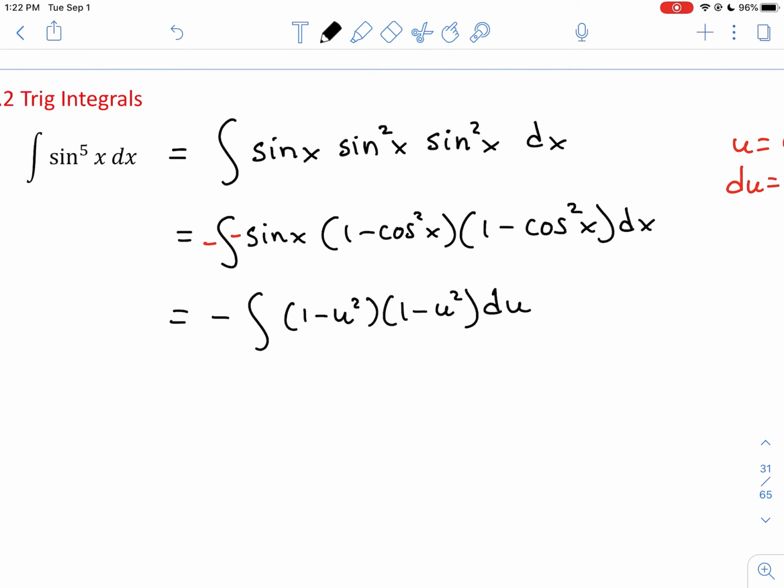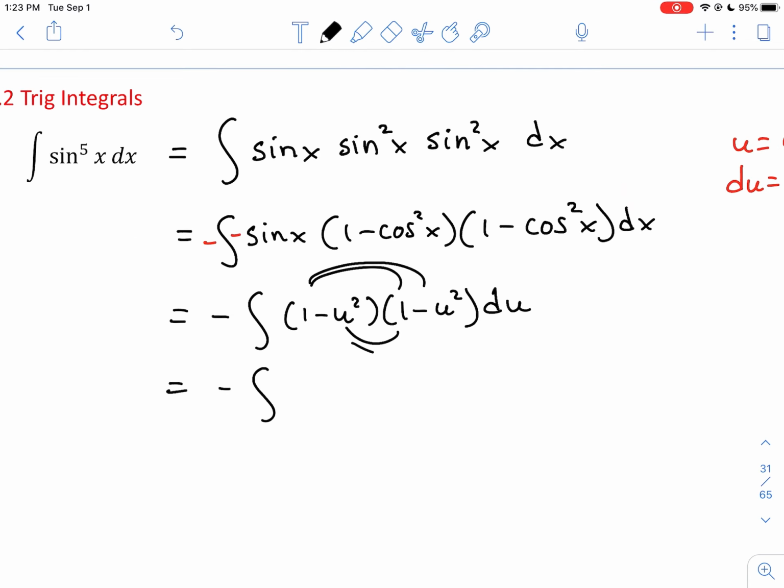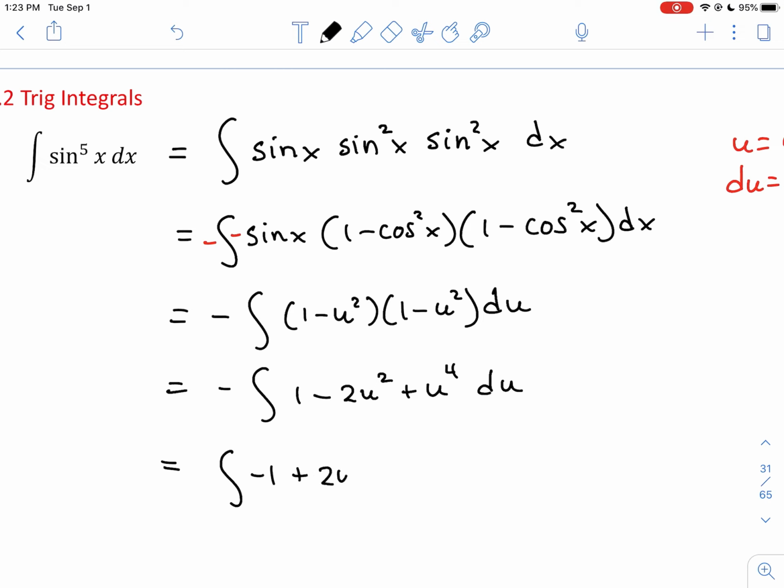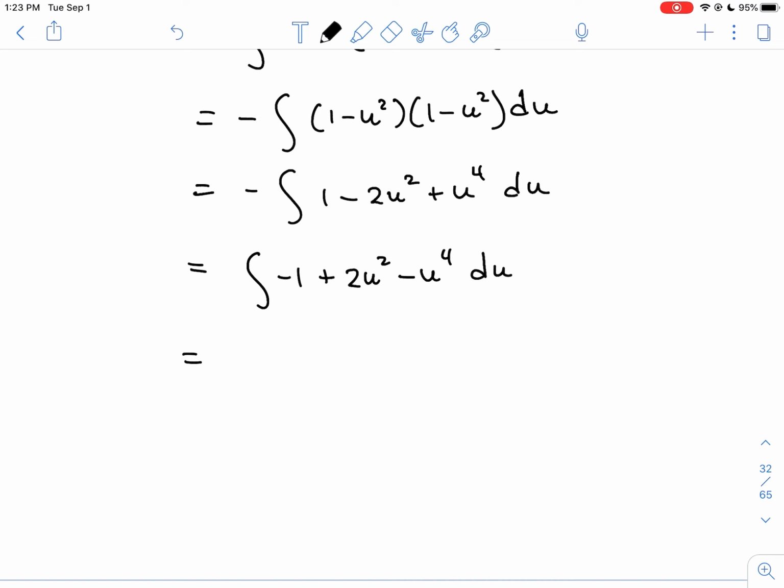Okay, now we just have to do some foiling and then integrate it. Foiling in here, we get 1 minus u squared, so minus 2u squared, and then plus u to the 4th. Now once again, I have a free floating negative in front, and I don't like to have that there, so I'm actually going to distribute it now and write this as negative 1 plus 2u squared minus u to the 4th.